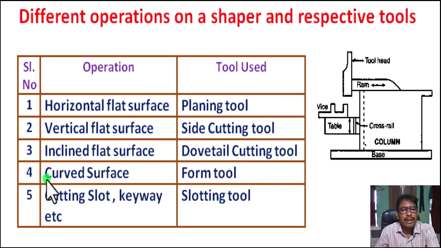For curved surface on a shaper machine, the tool used is a form tool. For cutting slot, keyway, etc., the tool used is a slotting tool.